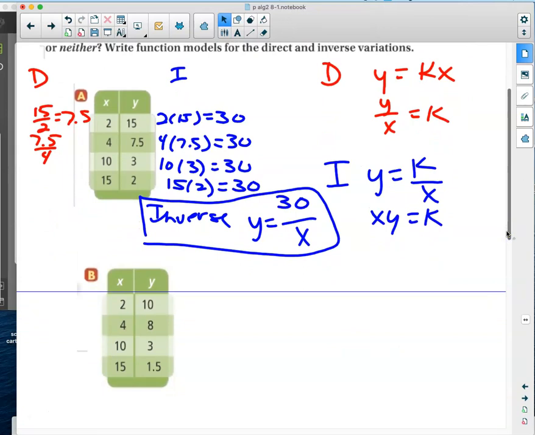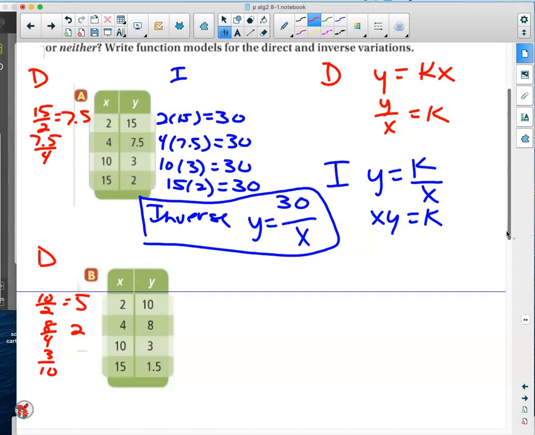I'm going to leave this red and blue stuff up here so that you can still see it. Because remember, for direct, even though it's a little equation about multiplication, we're supposed to divide and get the same thing every time. 10 divided by 2, 8 divided by 4, 3 divided by 10. Wait a second. 3 divided by 10, there's no way that's going to come out the same as those. Well, it's not direct. So let's check for inverse.